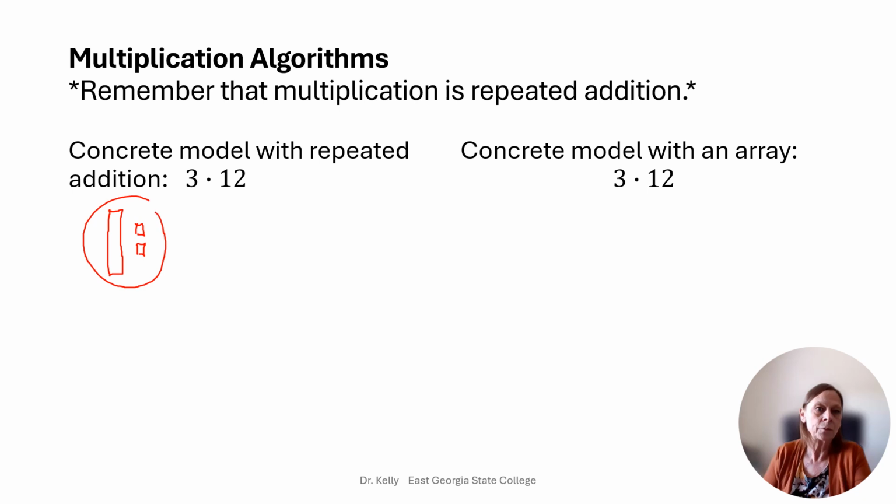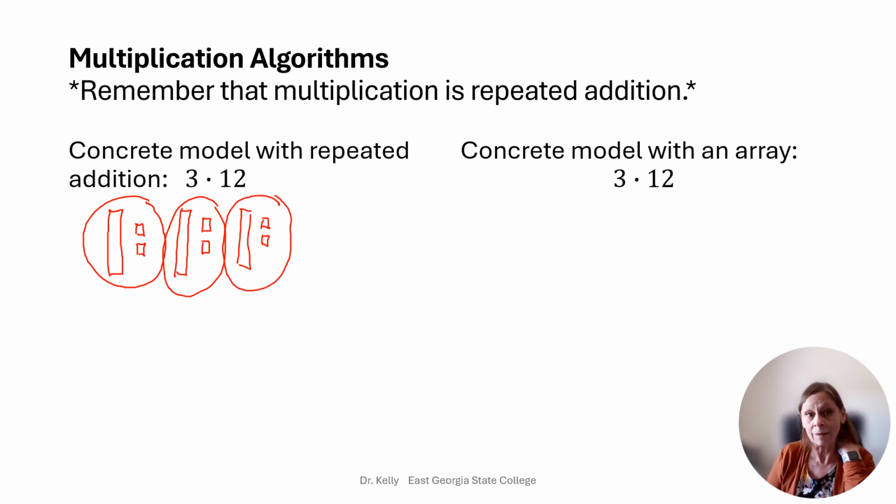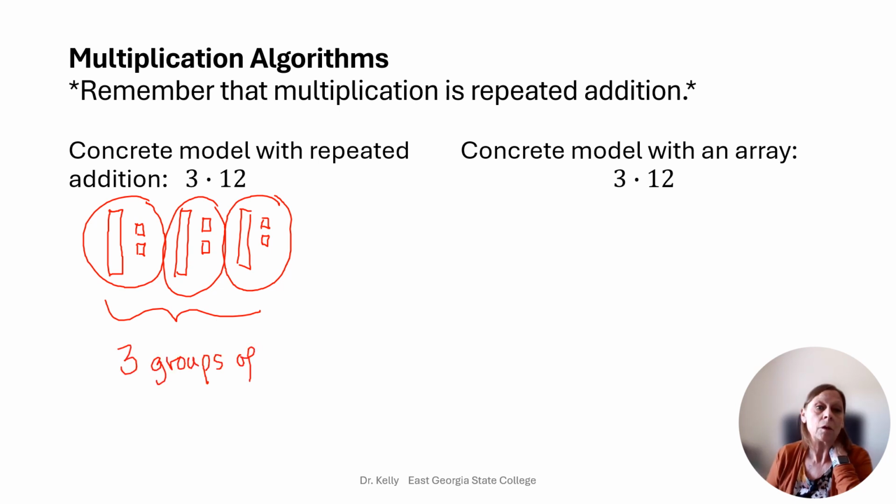Here's one group. Two groups and 3 groups. So this demonstrates that we have 3 groups of 12, remembering that the long is worth 10 and the units are worth 2. So these are actually 3 groups of 12. And we can add those up.